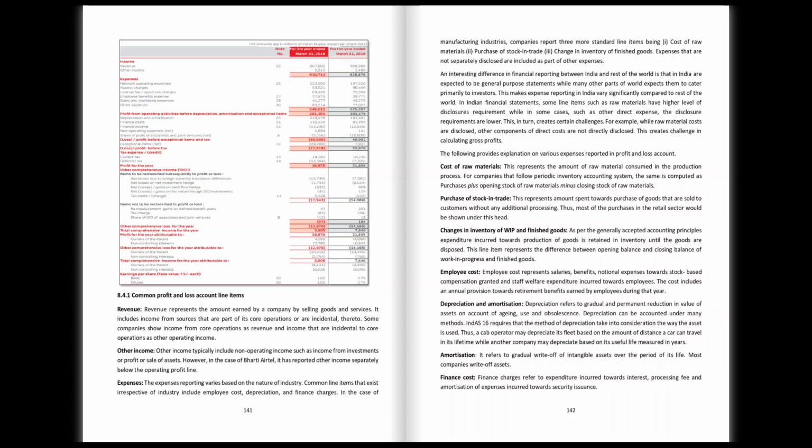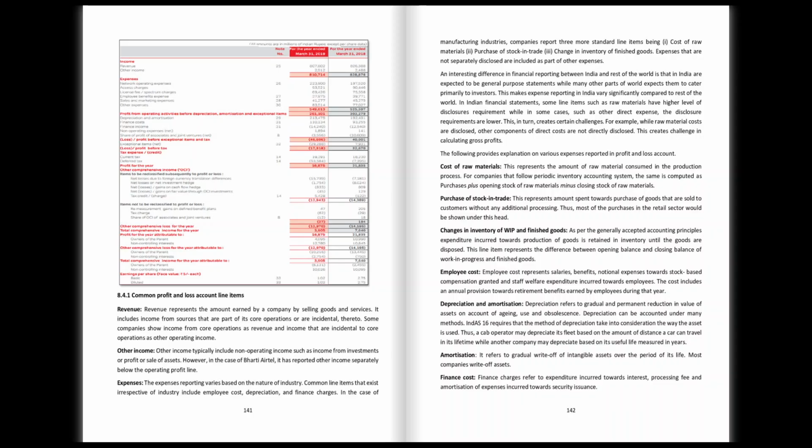Changes in inventory of WIP and finished goods. As per generally accepted accounting principles, expenditure incurred towards production of goods is retained in inventory until the goods are disposed. This line item represents the difference between opening balance and closing balance of work in progress and finished goods. Employee cost.